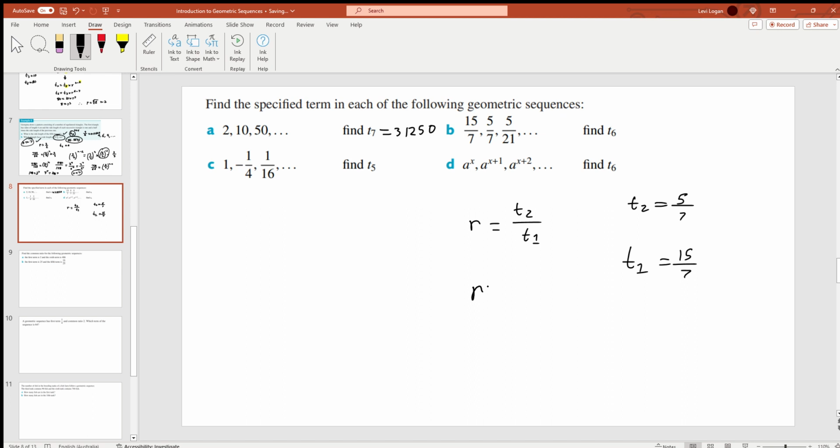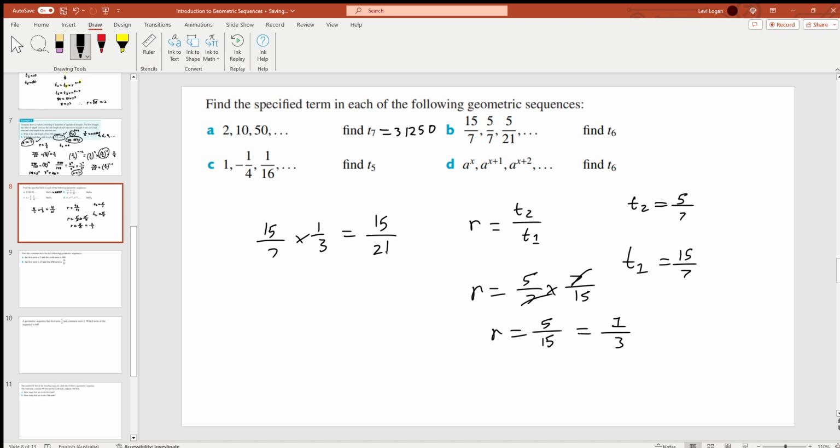So in other words, r is going to be 5 on 7 divided by this, which is the same as timesing by 7 on 15. Cancel the 7 out. So r is going to be 5 on 15, which simplifies down to 1/3. If we take a look at this, 15 times by 1/3, what does that give you? 15 over 21. If you simplify that fraction down, you're going to have 5 over 7 because you can take a factor of 3 out of both of them. So that's your r for that case there.